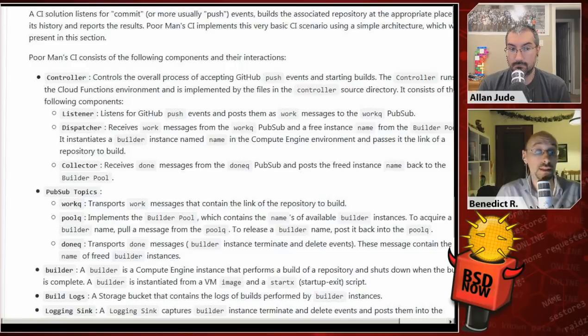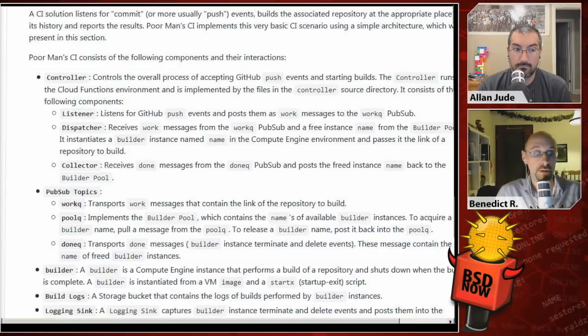The controller runs in the Cloud Function environment and is implemented by the files in the controller source directory. It consists of the following components. So there's a subcomponent here, the listener, which listens for GitHub push events and posts them as work messages to the work queue, Pub/Sub.